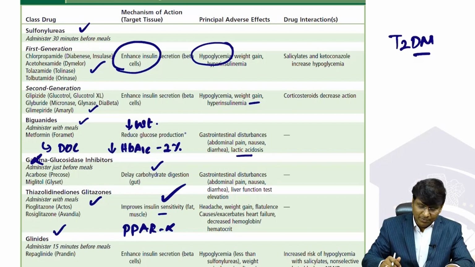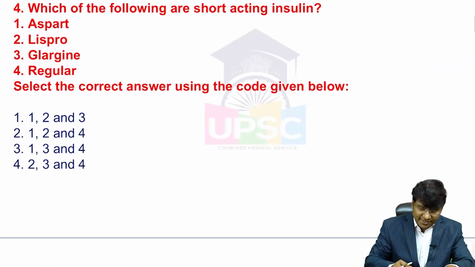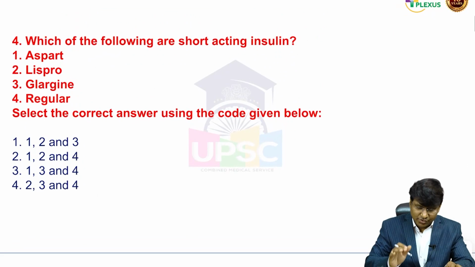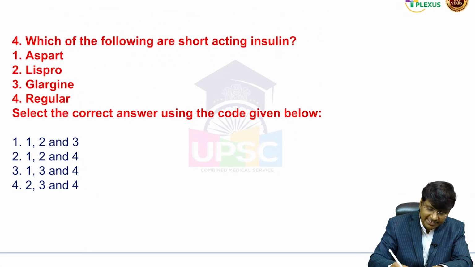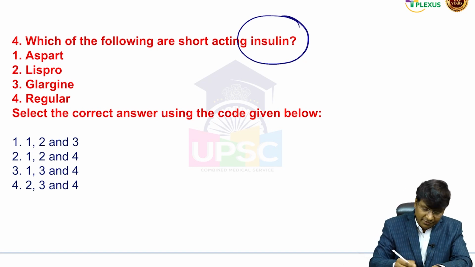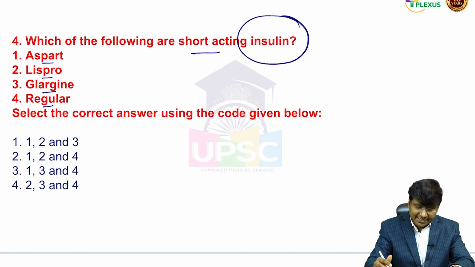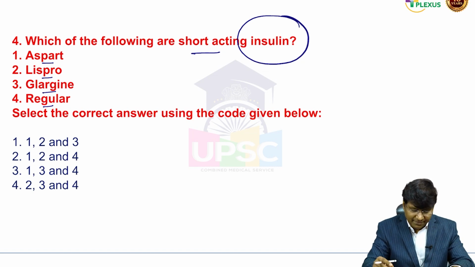Now we'll move on to the next question. This question is on the topic of insulin. The previous question was on the oral hypoglycemic agents. Which of the following are short-acting insulins? Aspart, Lispro, Glargine, and regular insulin. Select the correct answer using the code given below.